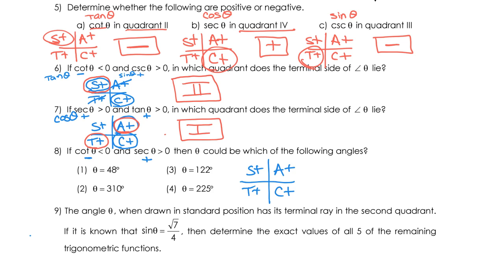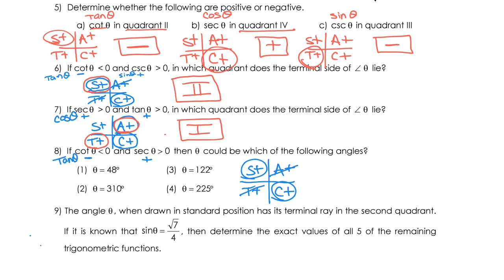First one up, guys, they're asking where cotangent theta is negative. So we'll think about the reciprocal, which is tangent theta. Where is tangent theta negative? Well, not here or here. That's where tangent theta is positive. So here or here. Okay.